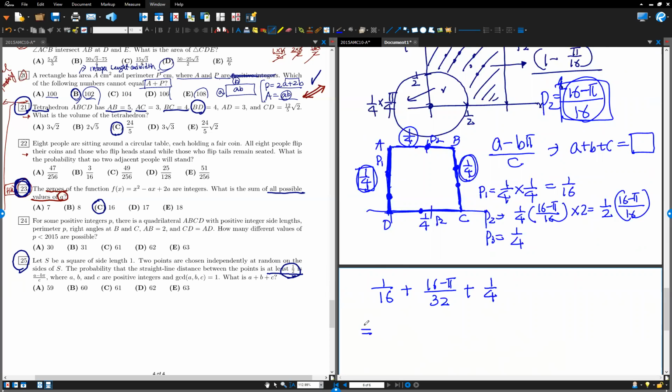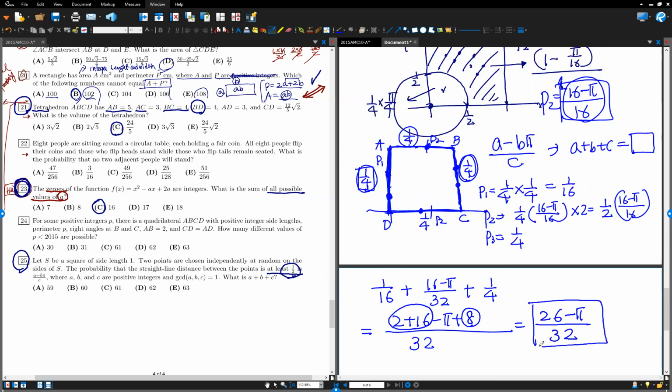Okay, now add this one. A bit deeper, I don't know. 30 over this is 2, 16 minus pi. This times 8 times 8. This is 18 plus 8, which is what? 26 minus pi over 32, right?